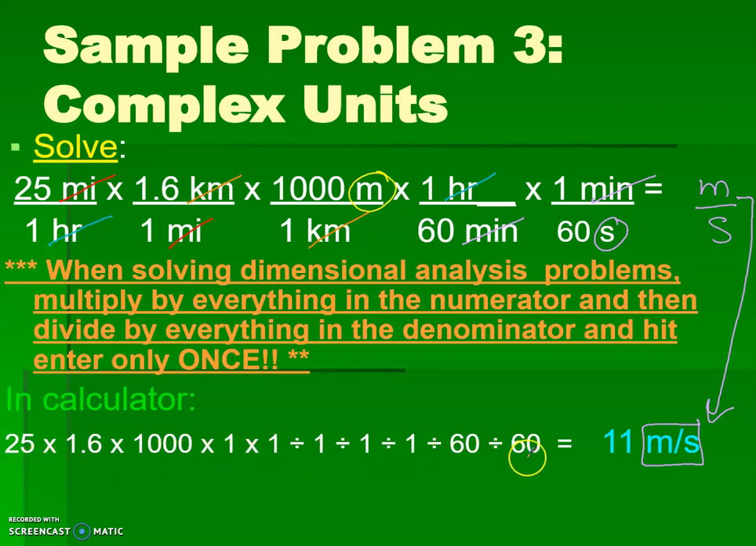Multiply by each thing, divide by each denominator, hit enter only once. You don't have to hit enter more than once. Don't take the whole numerator, enter, divide it by the whole denominator, enter, and then plug everything in. This saves time. Enter it only once. Pro tip for you. And that is dimensional analysis with complex units.